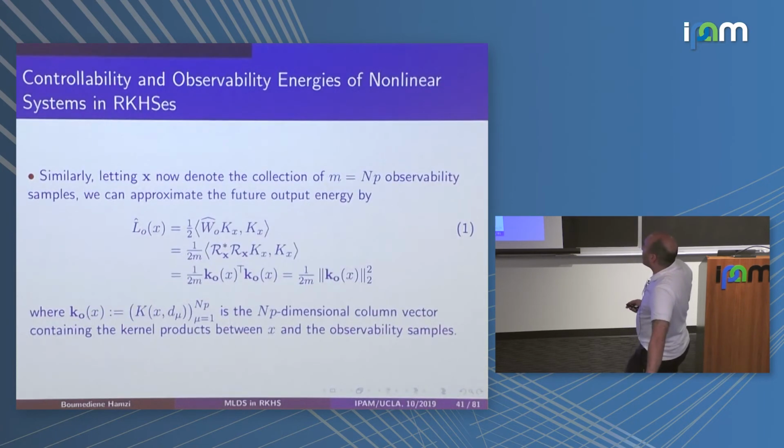And similarly for L_O, we can play similar games with the restriction operator and its adjoint to get an estimate of L_O hat in terms of K_O. It's a different space, so you see the different embedding, where the second part is coming from observability samples.